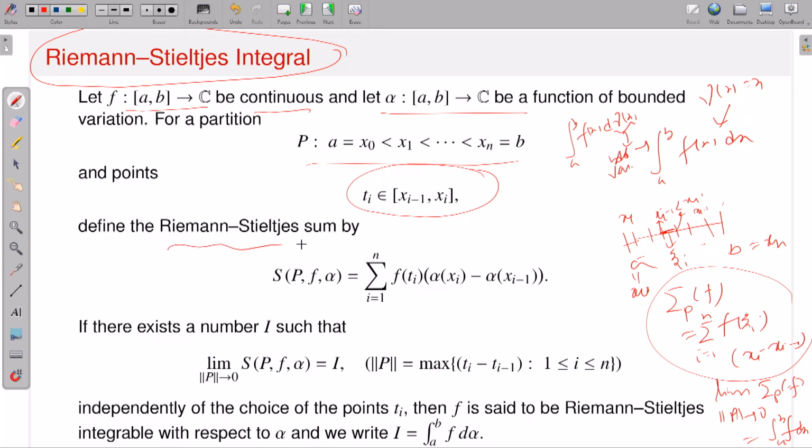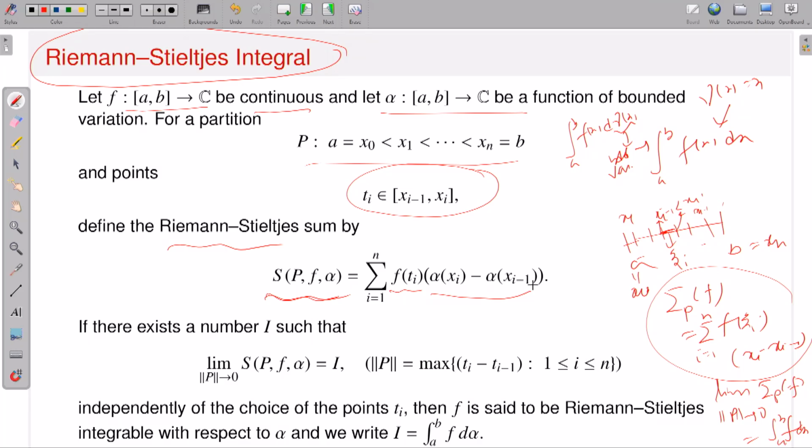Then I form a Riemann-Stieltjes sum, which depends on my partition P and my function of bounded variation alpha. Of course it also depends on my function f, so I denote it S(P, f, alpha). It just mimics the corresponding Riemann sum that you are comfortable with in real analysis: the value of my function at some point in the interval x_{i-1} to x_i. Earlier you had x_i minus x_{i-1}, the length of the interval, because my function was alpha(x) equal to x.